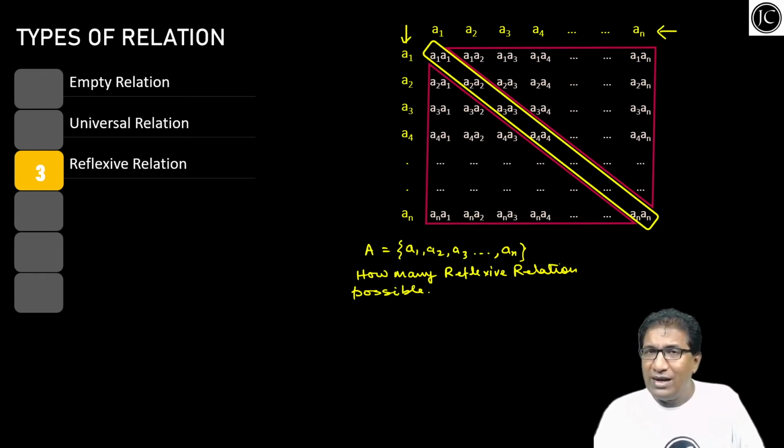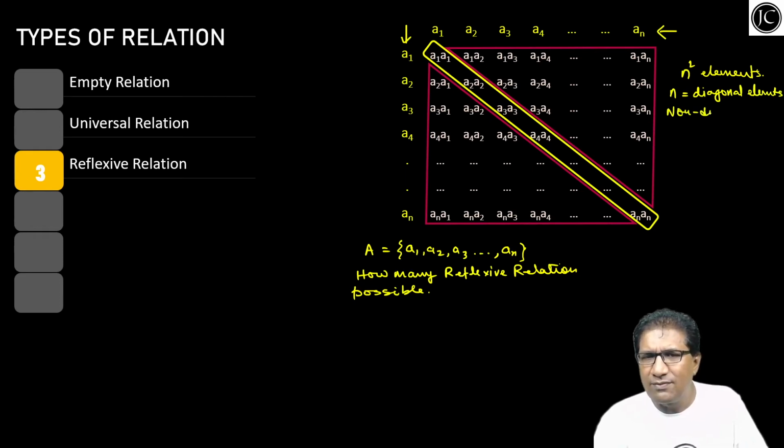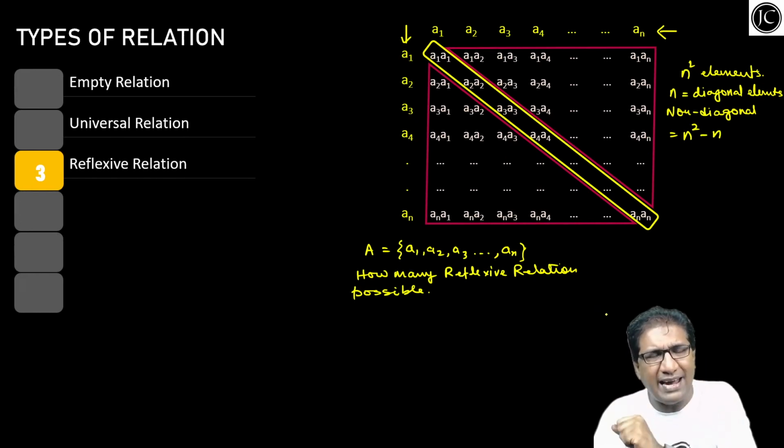Okay, now tell me, first, what is the total number of elements? We have n square elements, right? The total number of elements is n square. Now, how many non-diagonal elements are there? First, how many diagonal elements are there? n. So the number of diagonal elements is n. Now what is the number of non-diagonal elements? It is nothing but n square minus n. Yes or no? That is the total number of non-diagonal elements.